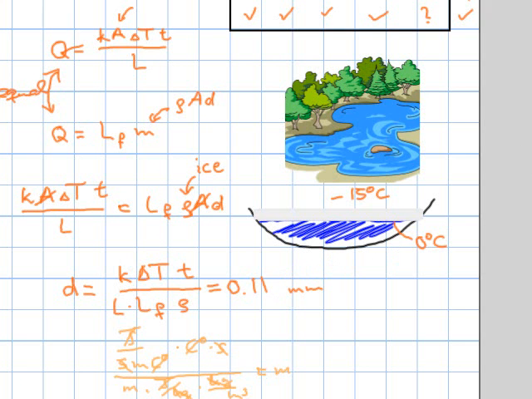And I just want to show the unit analysis here because I usually leave it out. I usually leave it to you to figure that out yourself.